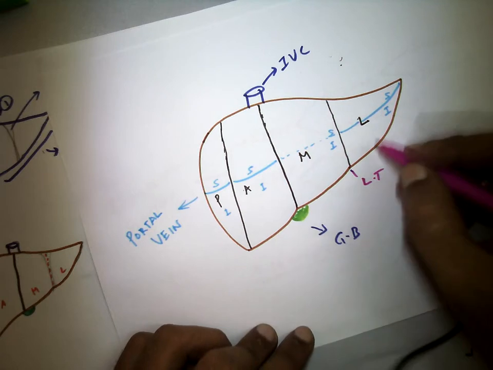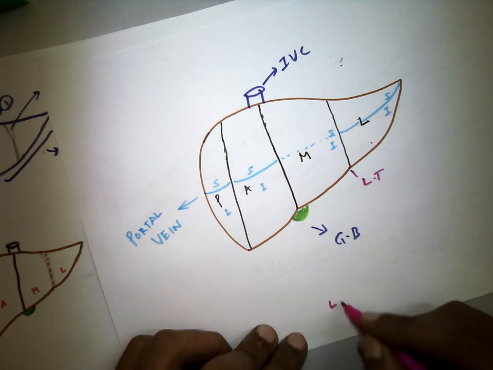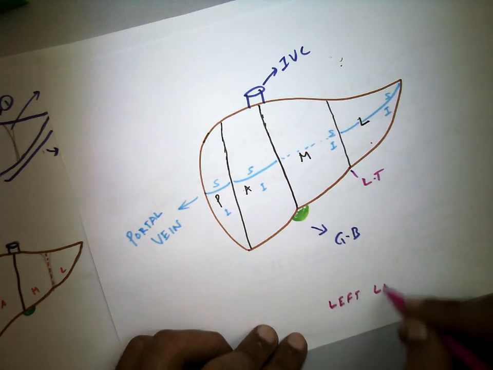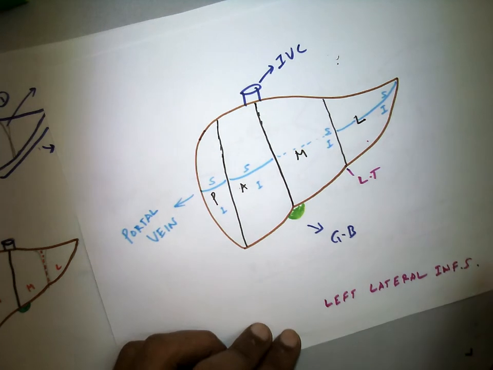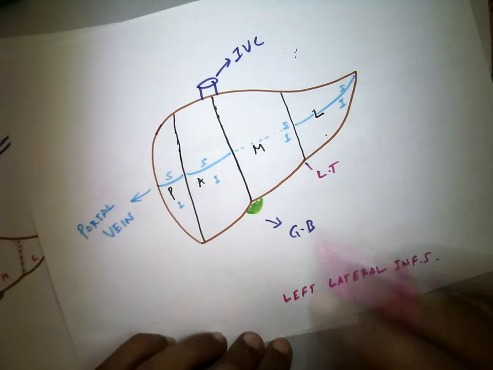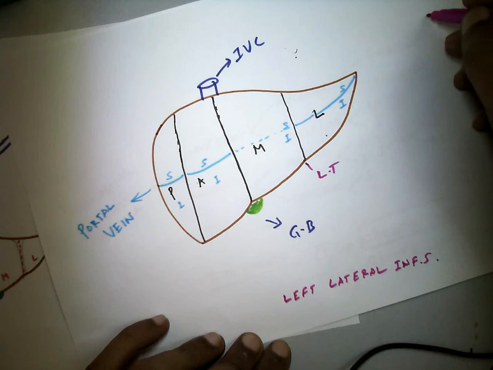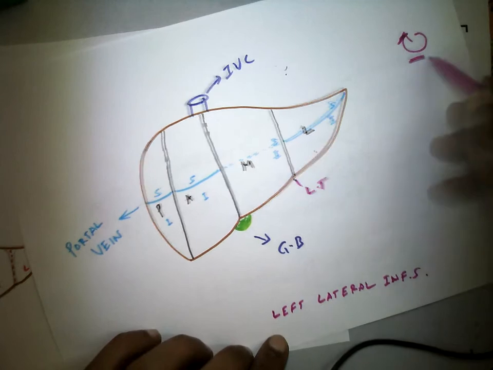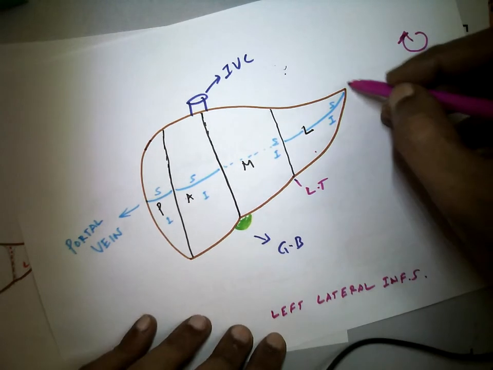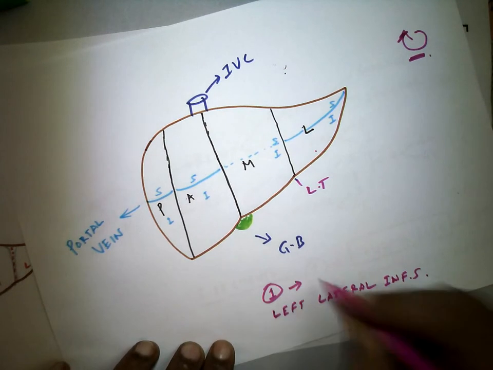For example, if we want to name this particular segment, you have to name it as left lateral inferior segment. It is so big, so instead of that, the Roman numbers are given to each segment in a clockwise direction. This is clockwise direction, isn't it? We'll start from the caudate lobe, because segment number 1 is already given to the caudate lobe.